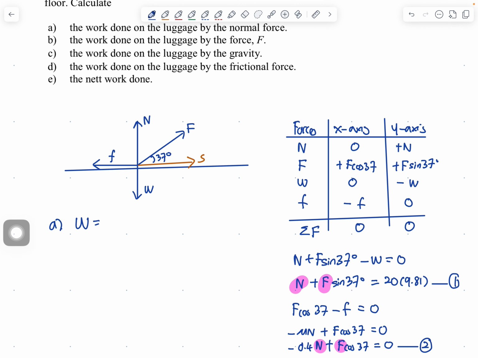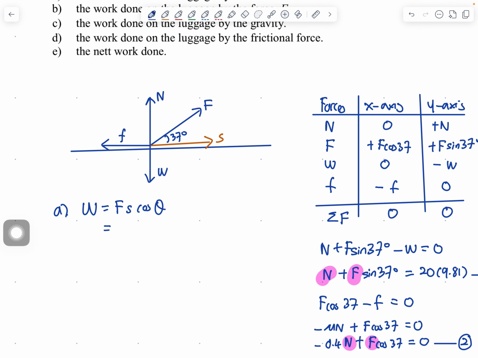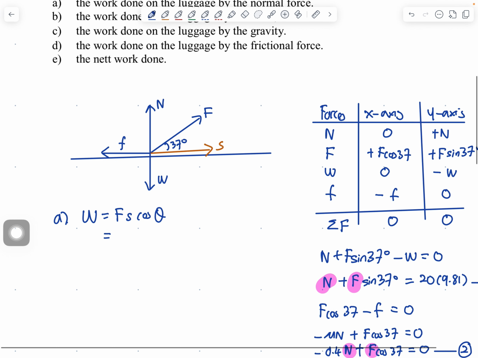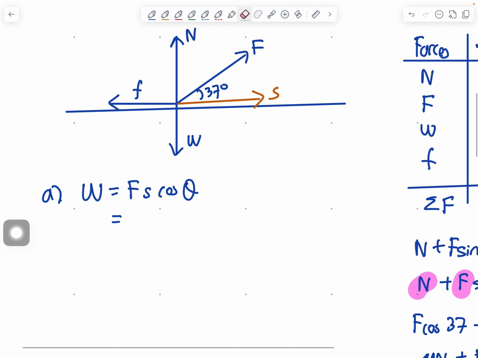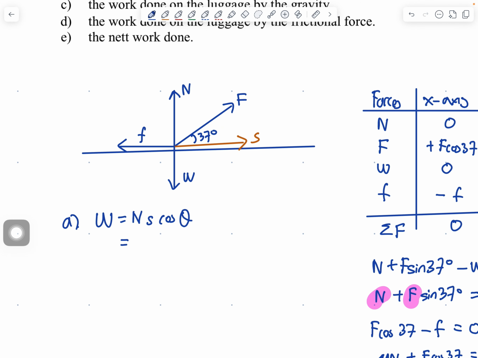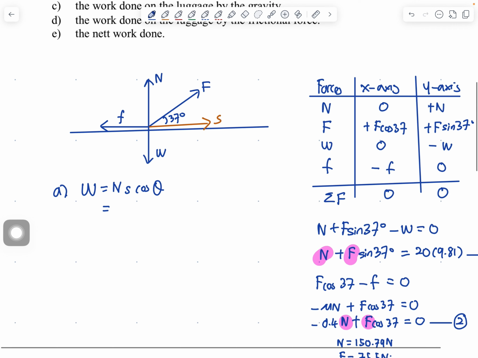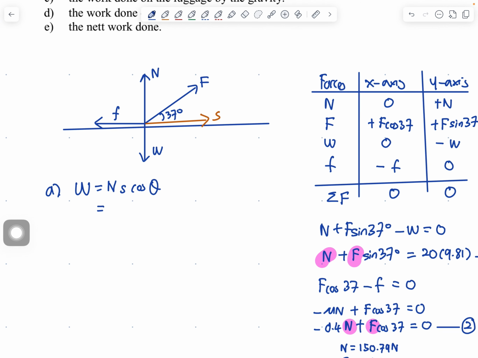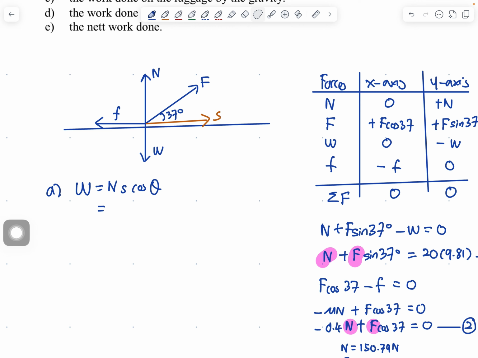So using the equation W = Fs cos theta, my force will be the normal force. So I'm going to replace the force with the normal force, alright? This is the work done by the normal force. I don't need to substitute the normal force, since I know that the angle between the normal and the displacement is 90 degrees. So if you substitute cos 90, you will get 0 here.